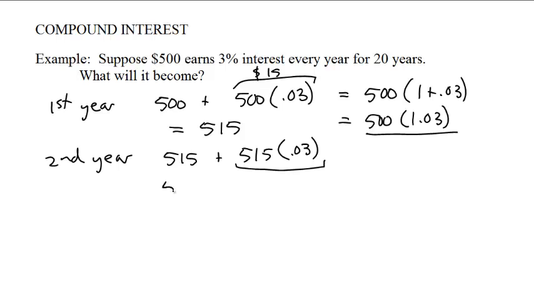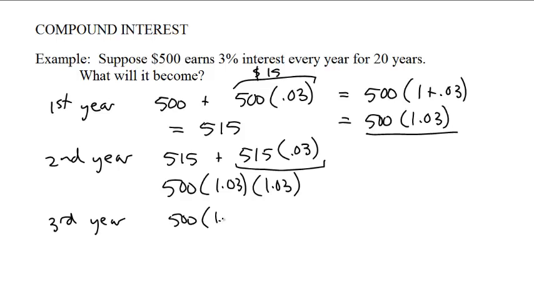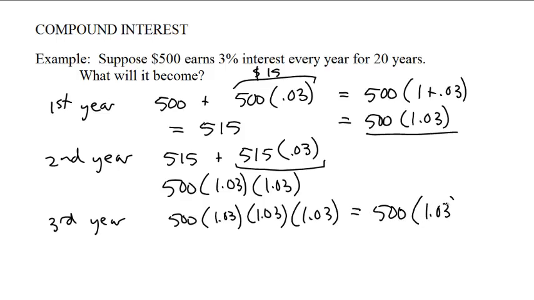So at the end of the second year, you have 500 times 1.03 times 1.03. And at the end of the third year, you have 500 times 1.03 times 1.03 times 1.03, because you take the amount of money you had at the end of the second year. How do you, with a single multiplication, increase something by 3%? You multiply it by 1.03 again. Hey, there's a shortcut here. It's called 500 times 1.03 cubed. And so at the end of 20 years, it's going to be 500 times 1.03 to the 20th power.